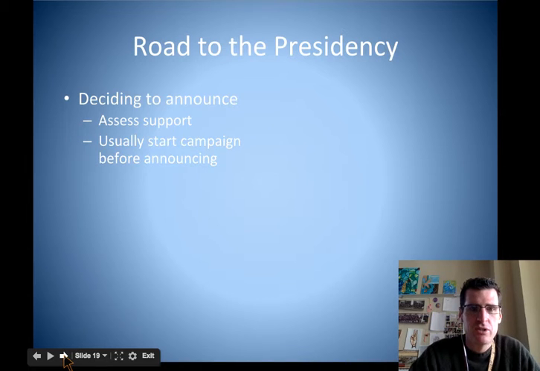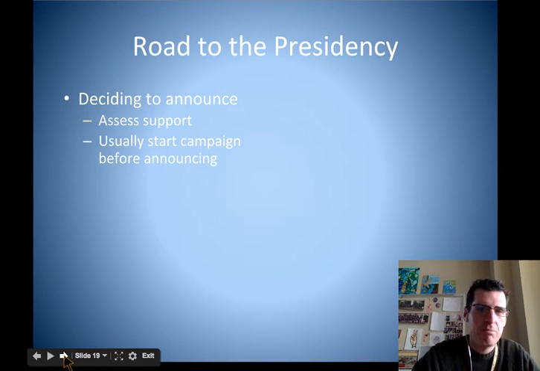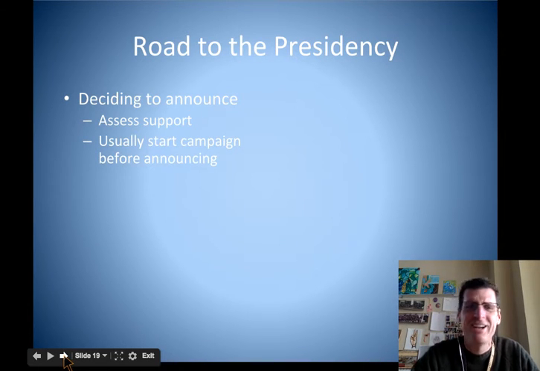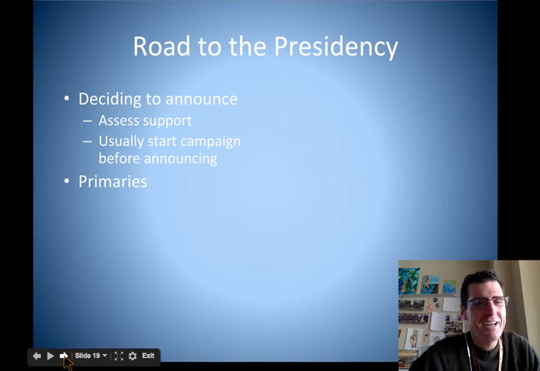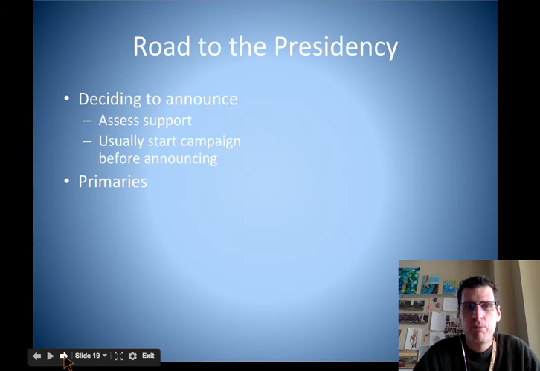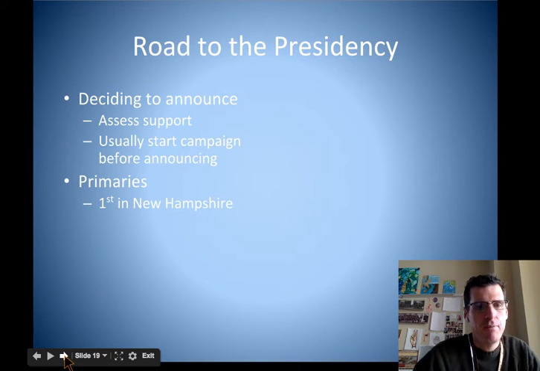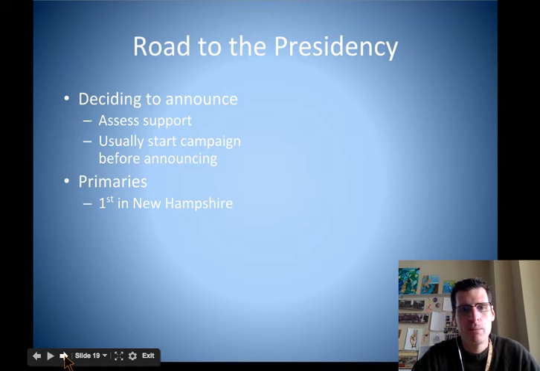They're going to assess the support. They'll usually start doing some sort of campaigning prior to announcing, unofficial, maybe I'm running, maybe I'm not, maybe I'll travel to Iowa and New Hampshire and see how things look out there, and once everybody's announced, then we get into the primary season. And primaries are held in one form or another in all 50 states, the District of Columbia, and the U.S. territories. The very first primary is in New Hampshire.